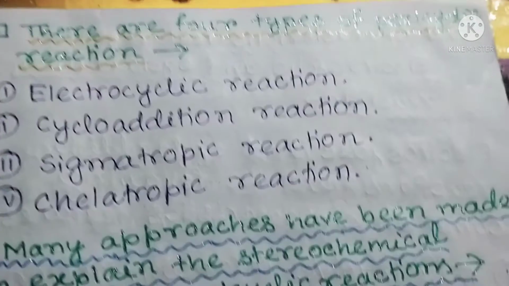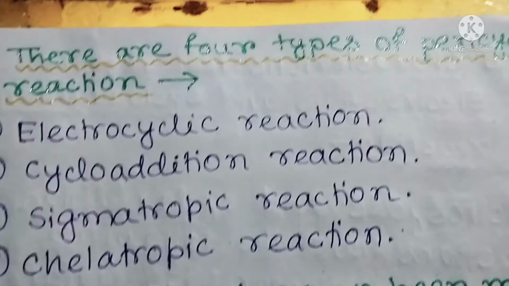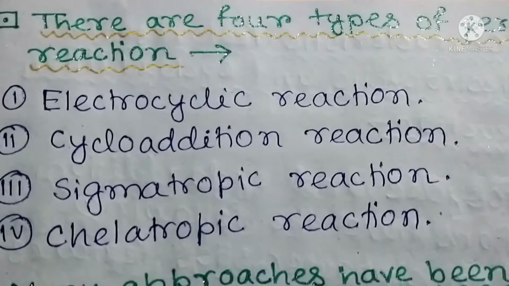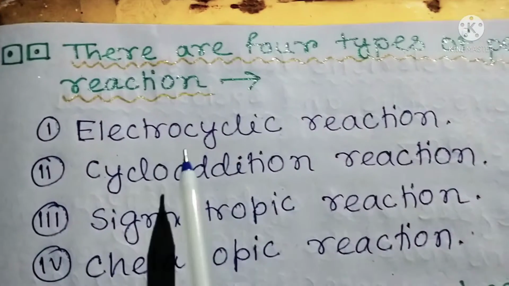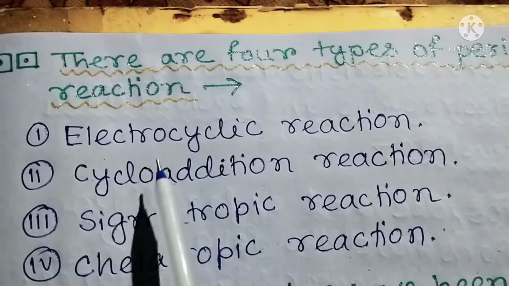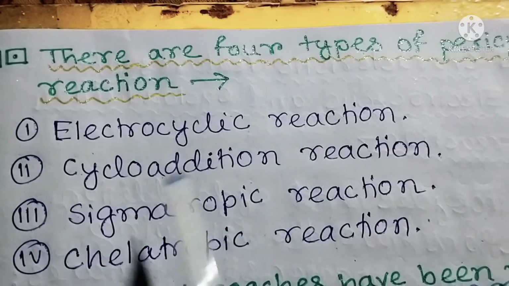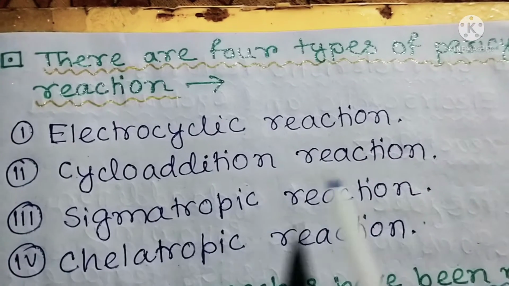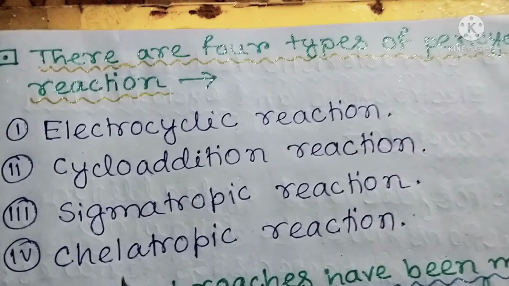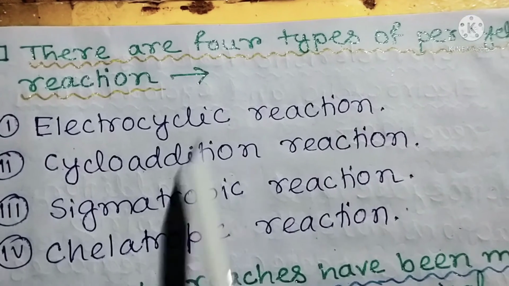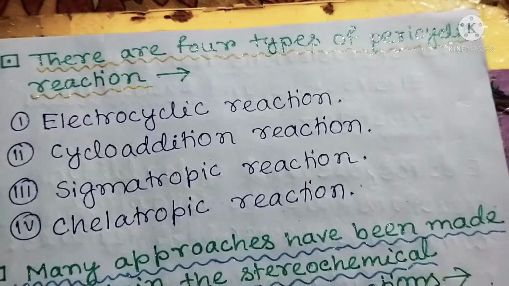Now, there are four types of pericyclic reaction. These are electrocyclic reaction, cycloaddition reaction, sigmatropic reaction and cheletropic reaction. These all are pericyclic reactions.